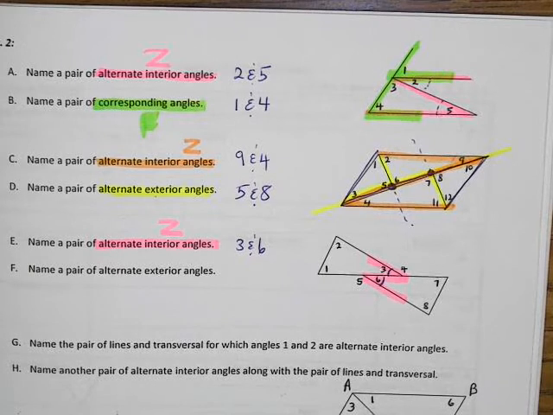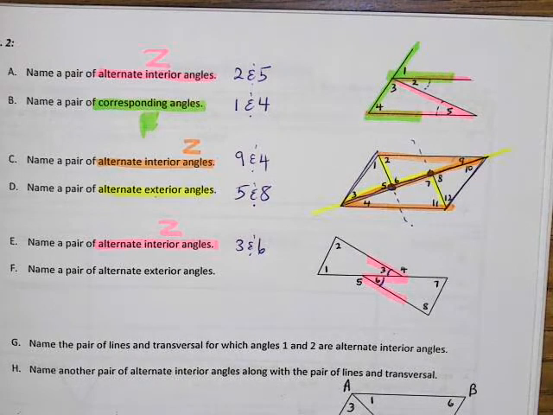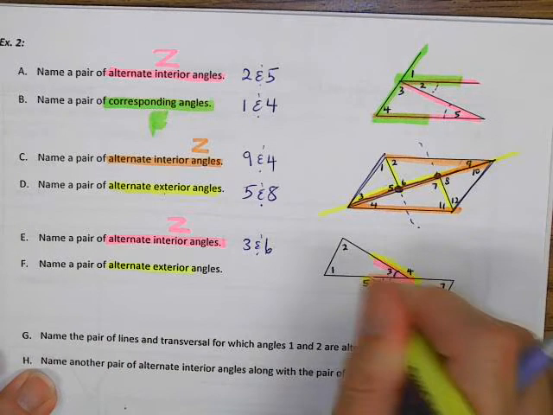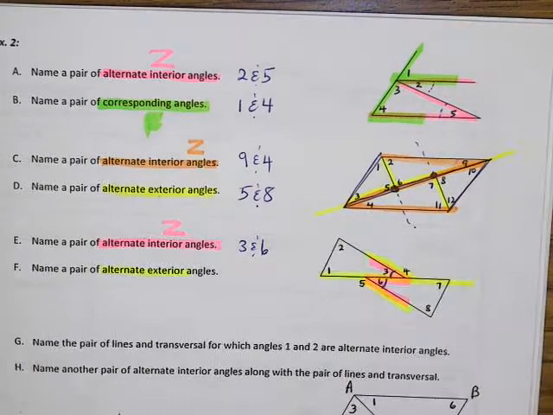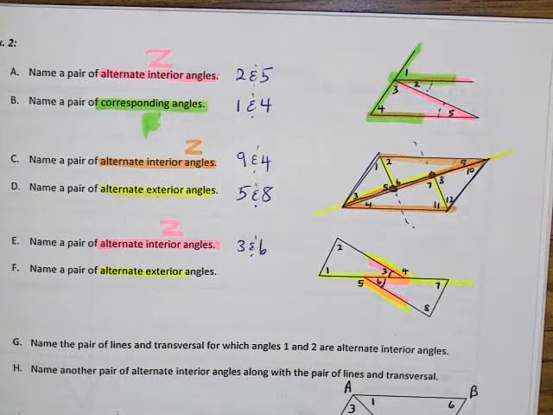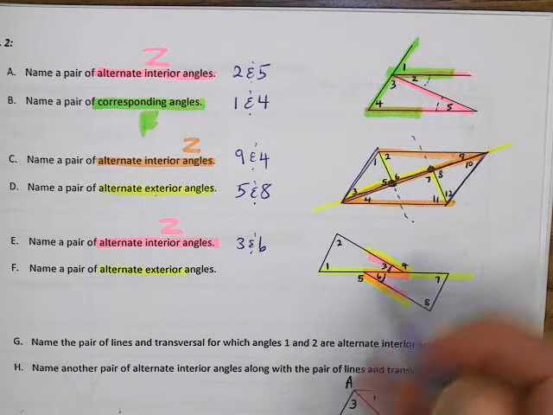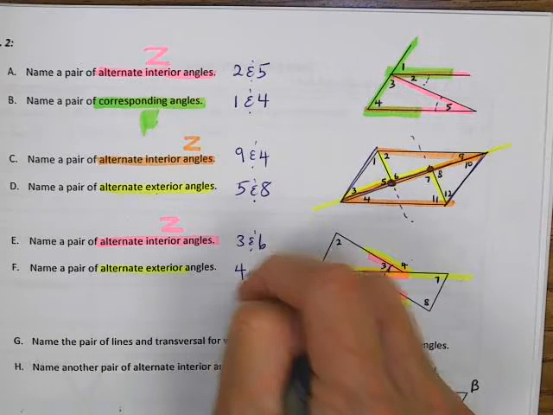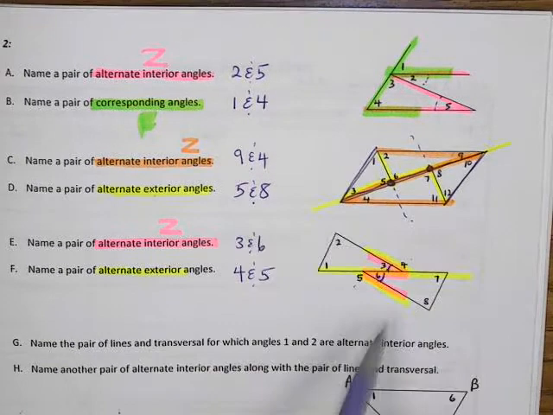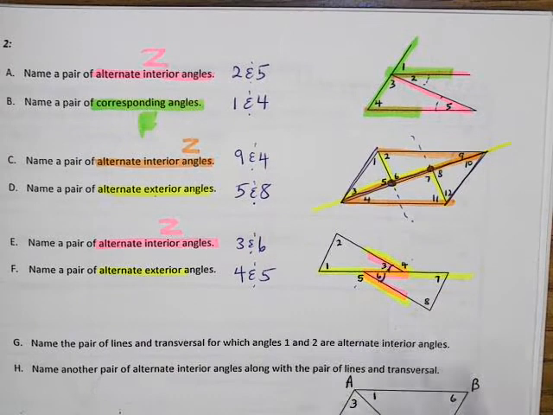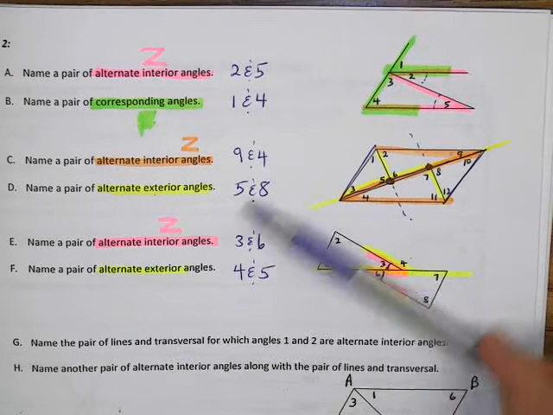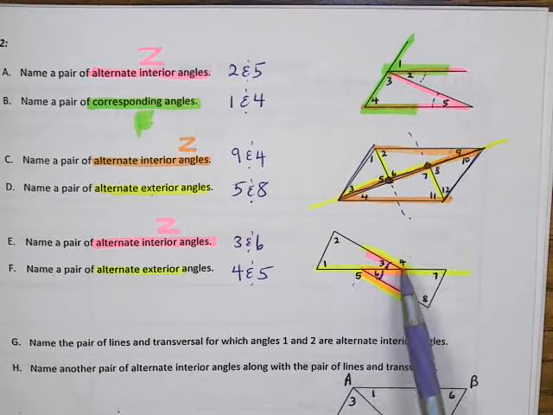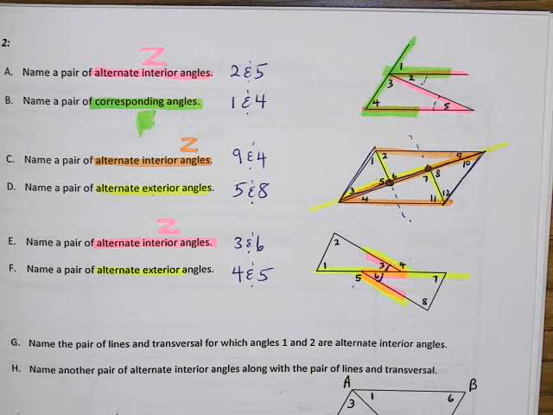Alternate exterior angles, we'll look at that same location, right? Let's go back to these lines and this transversal, but now you're not looking between the lines. You're looking outside the lines and on opposite sides of the transversal. 4 and 5 are really nice examples of those. Again, here's your two lines. They lie on the outside of the lines and they're off of the same transversal, which would be this segment. 4 is above it, 5's below it.